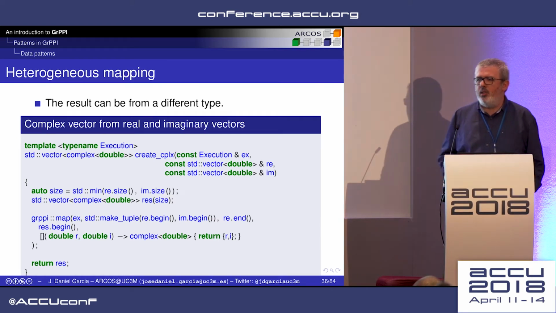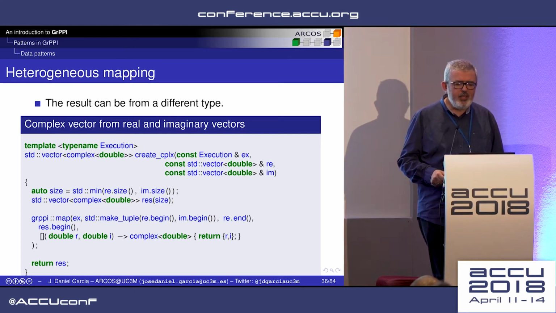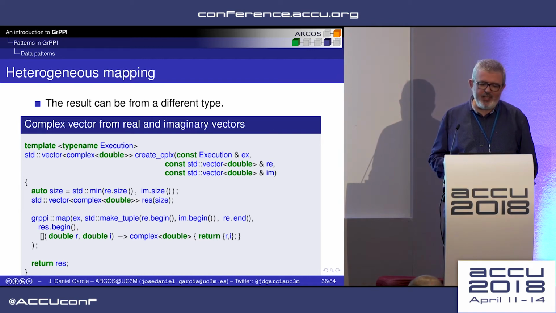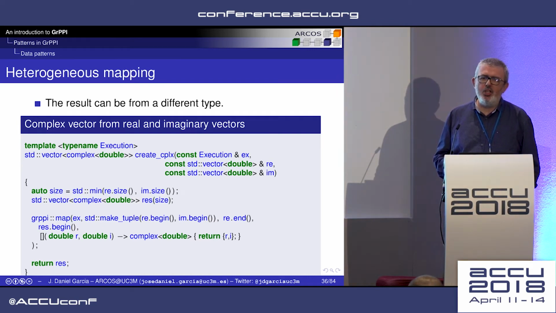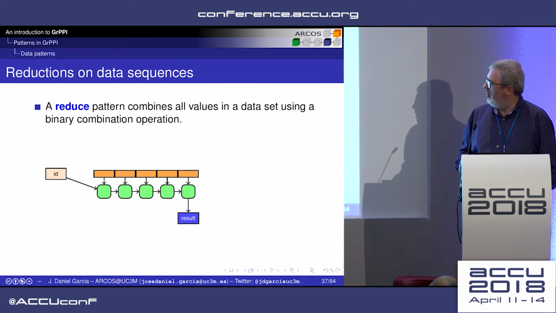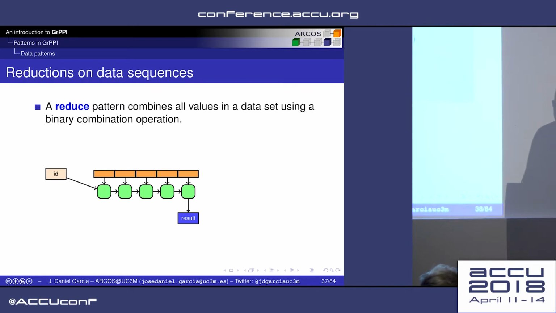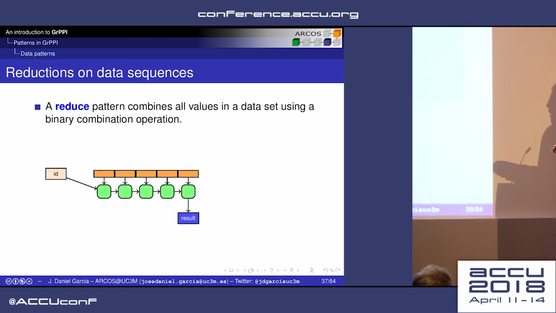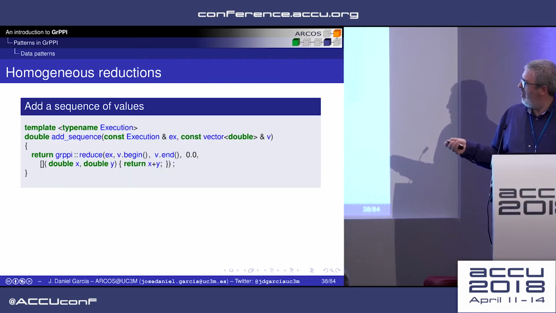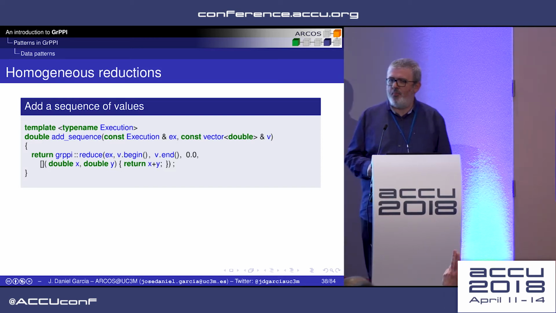The second algorithm here is a reduction that combines the values in a data set with some initial identity value and produces a result. So for example, if I want to add all the elements in a vector, I would do it like this. I have GrPPI reduce. I pass the execution policy, the range with my begin and my end, the initial value, and the combination algorithm.